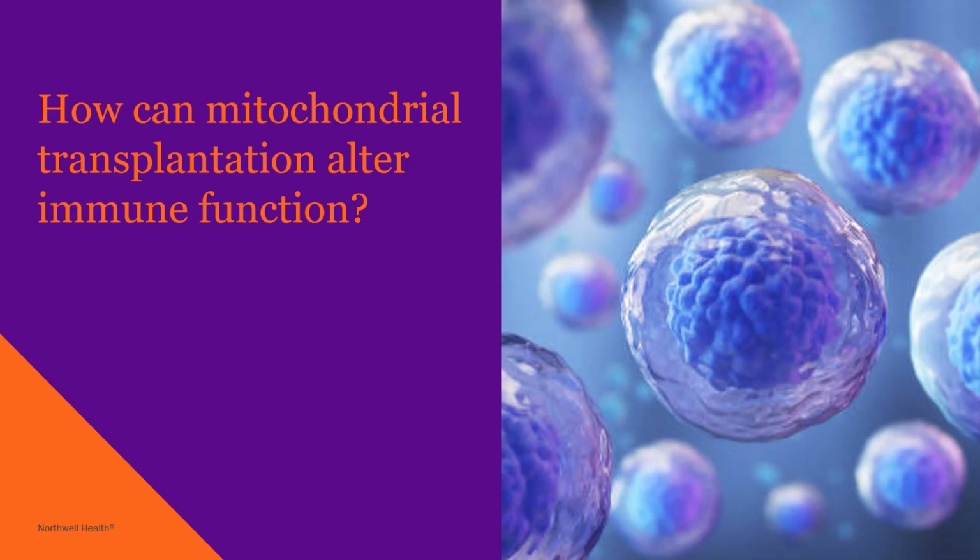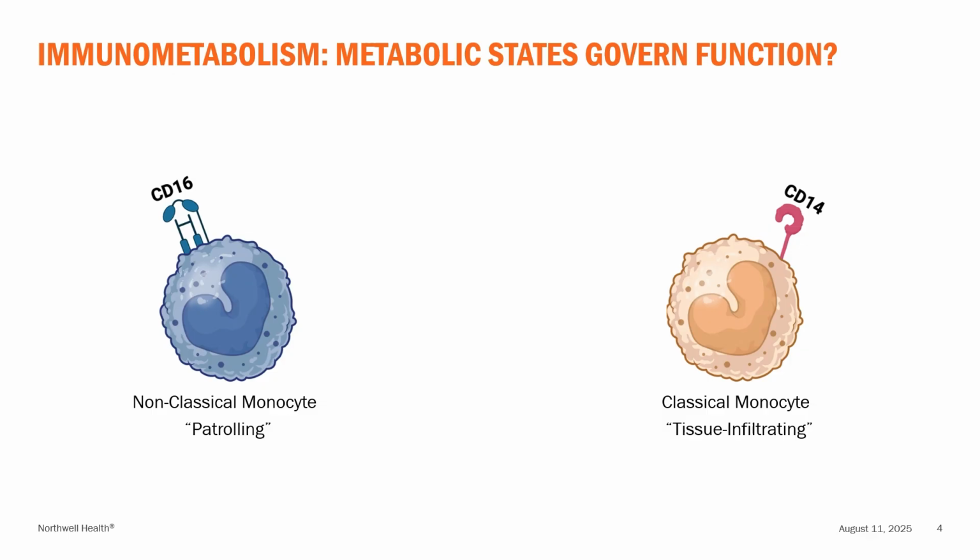So I want to talk about both of these. First, how can mitochondrial transplantation alter immune function? And this work comes from this concept of immunometabolism, which is that metabolic states of immune cells are tied to their function. We can go through a variety of different cell types as an example, but I've chosen the monocytes, where this has been really well characterized.